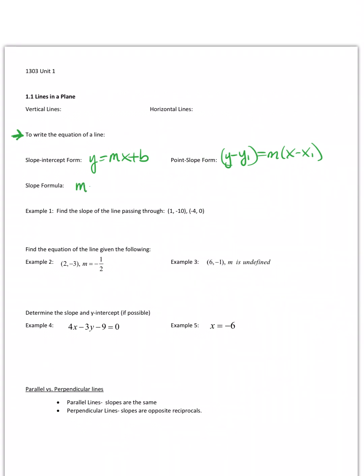The slope formula was y2 minus y1 over x2 minus x1. And we'll do some examples. I'm just kind of reminding you of equations. Now, let's come back up to vertical and horizontal. Now, a vertical line, remember here's your graph, right?